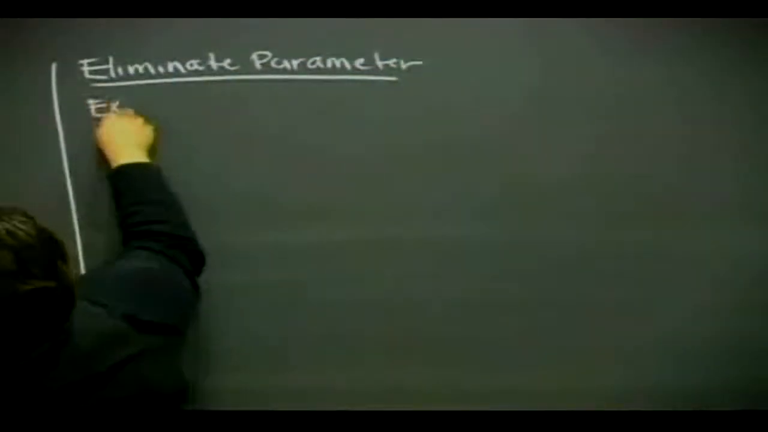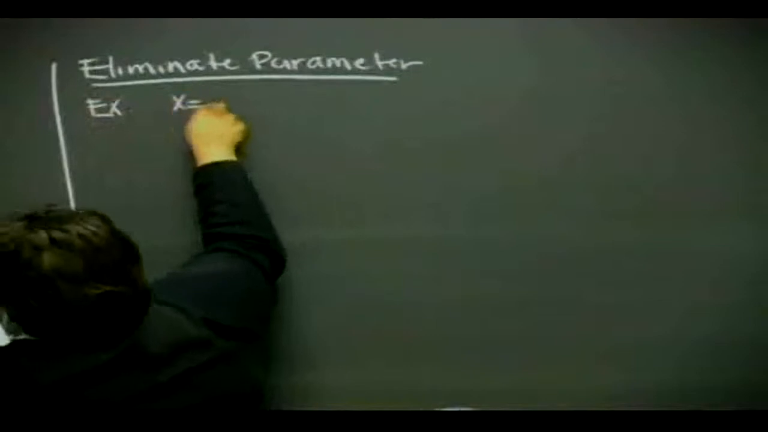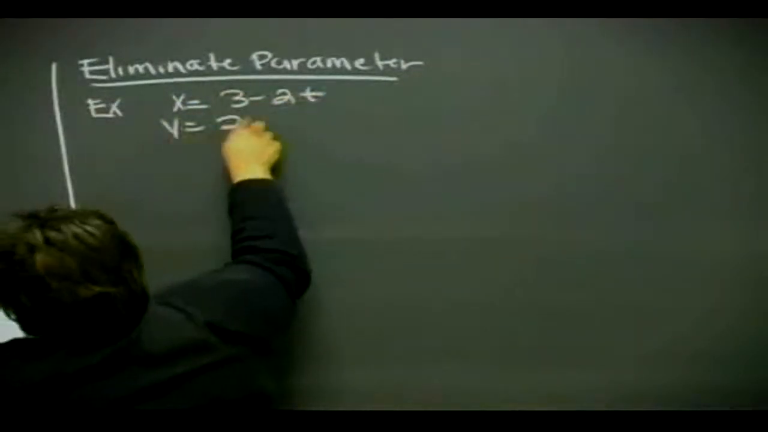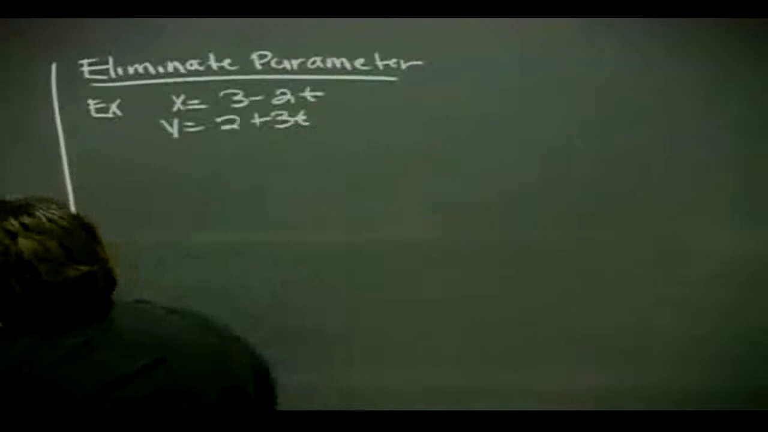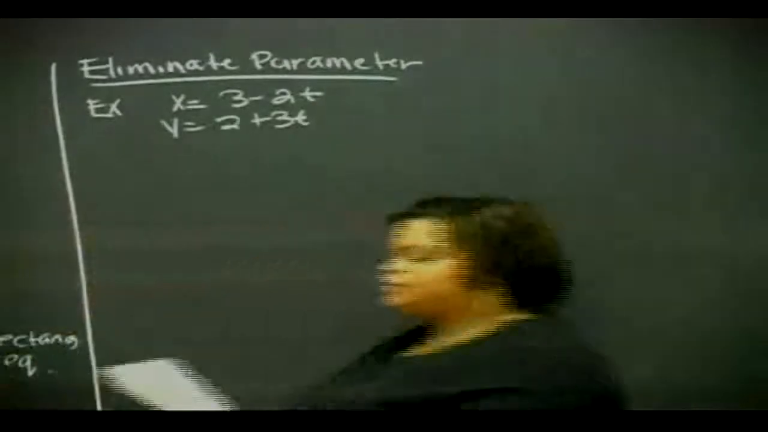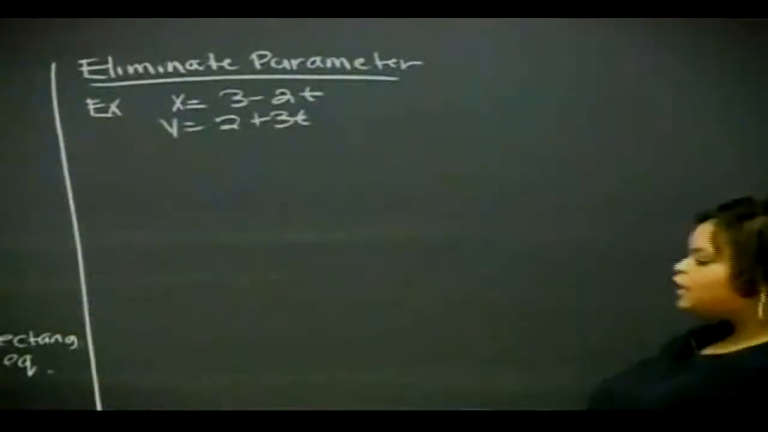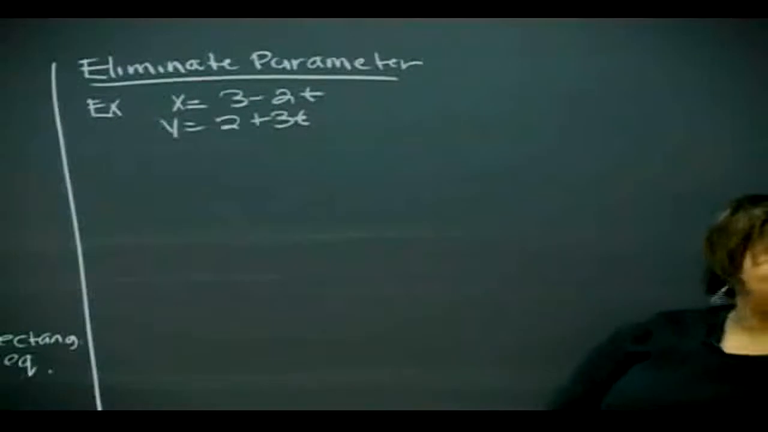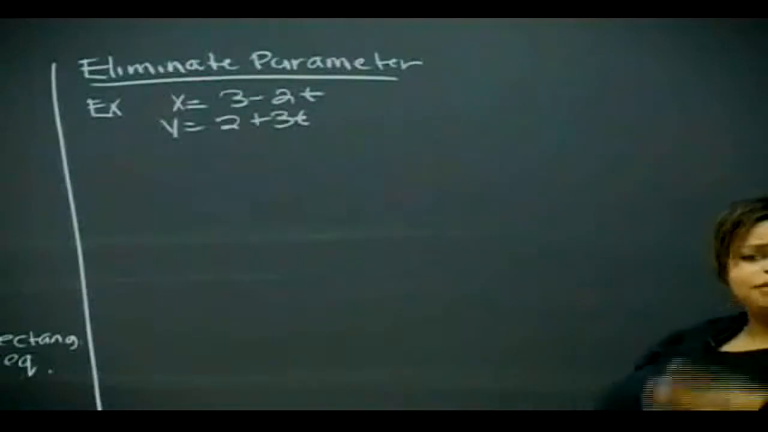First example, suppose we're given x is 3 minus 2t and y is 2 plus 3t. Now, we need to solve for t in one of these equations. It does not matter. Your parametric equation may look a little different, but they should be equivalent.